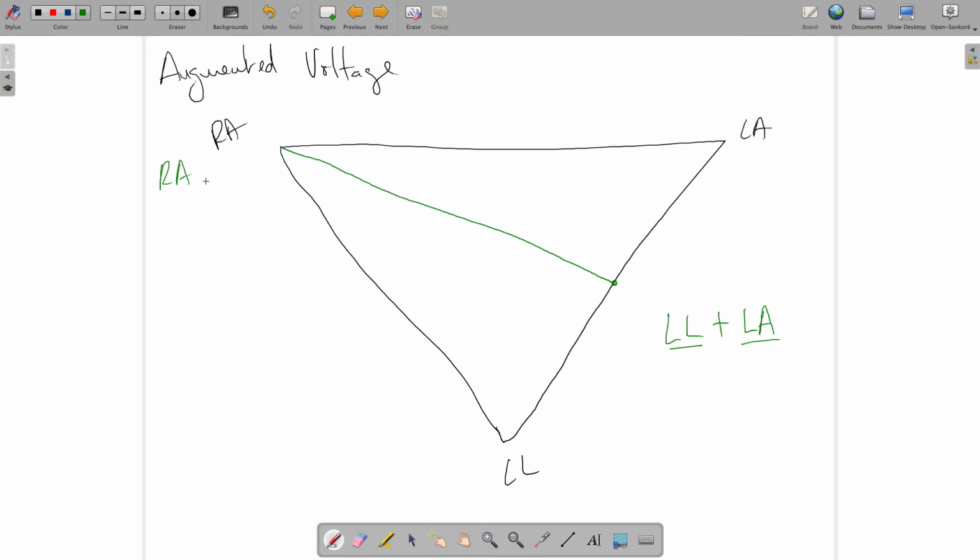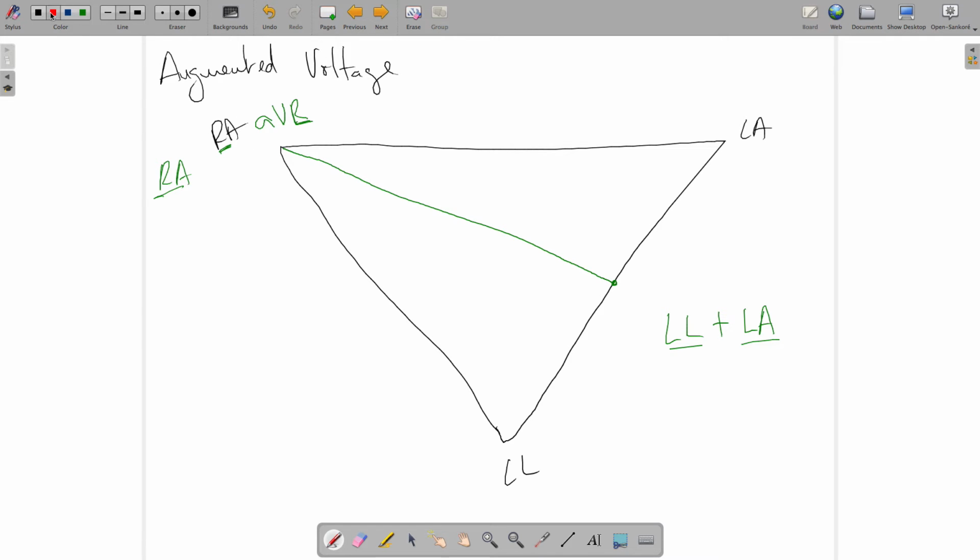All right, so when your machine takes the right arm and holds it as a reference point, and then adds the information from the left leg and the left arm, it creates a new lead, which is this lead in the green, and this lead in the green is called AVR, Augmented Voltage Right Side.